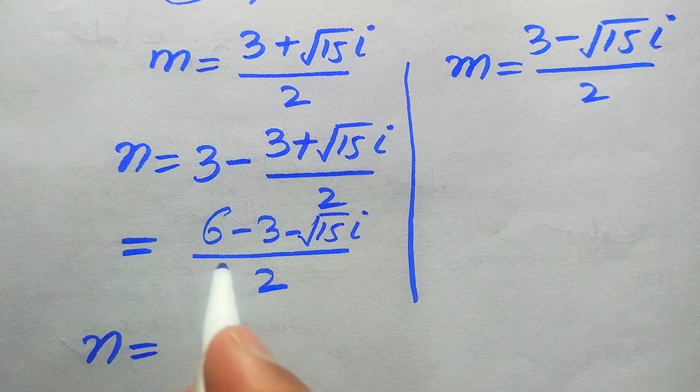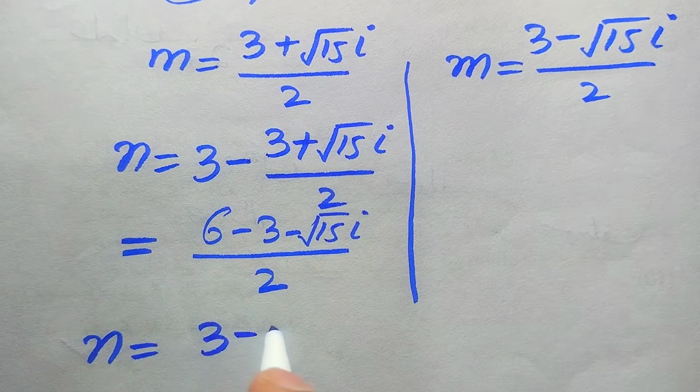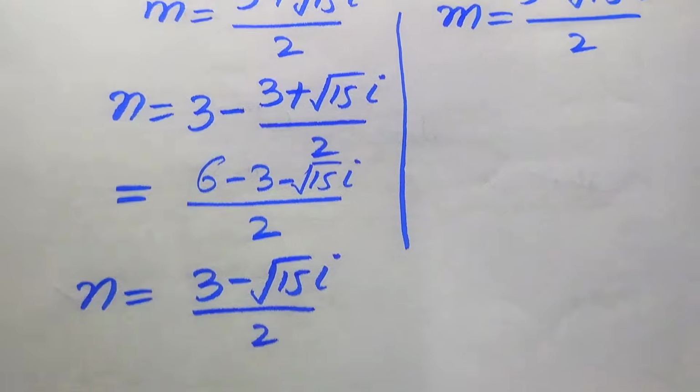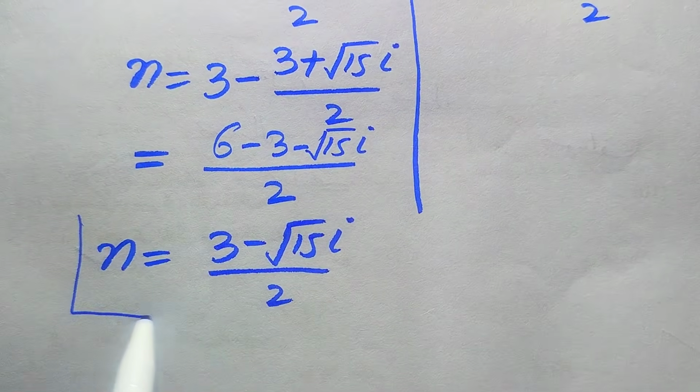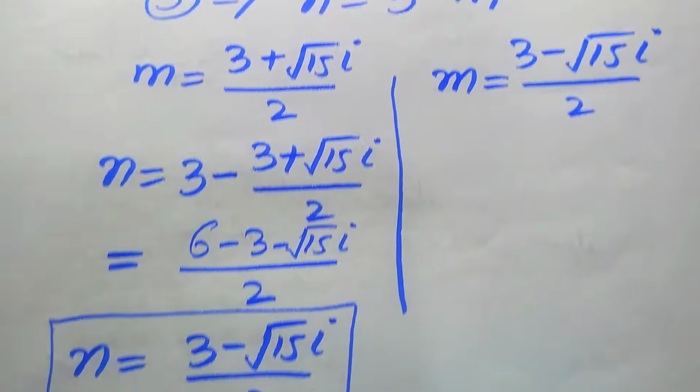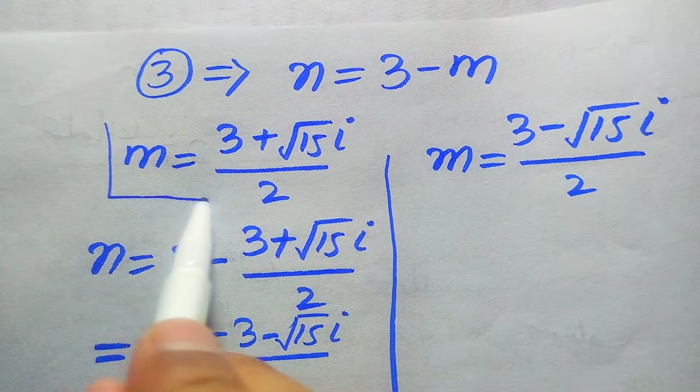Further, we have n is equal to (6 minus 3) becomes 3 minus square root of 15 iota, divided by 2. So this is the value of n which we get here in this method, and the corresponding value of m is this one.